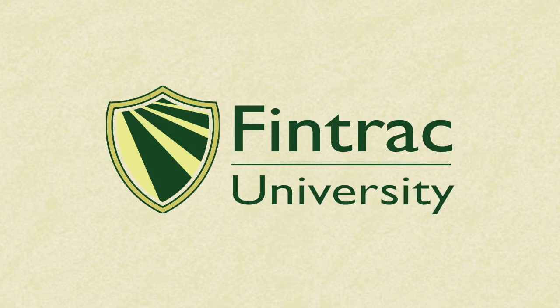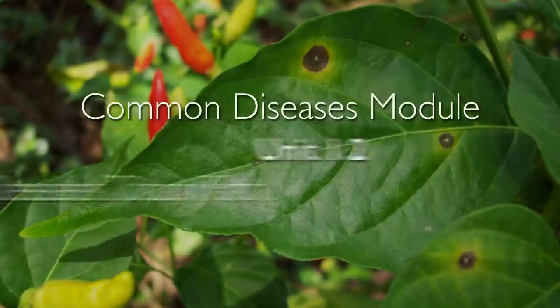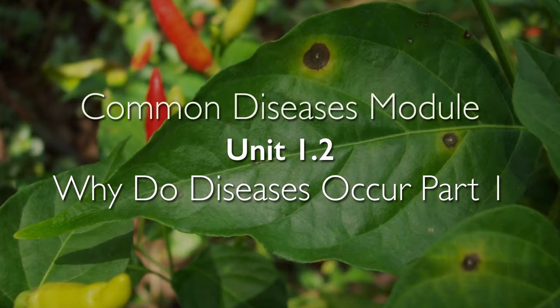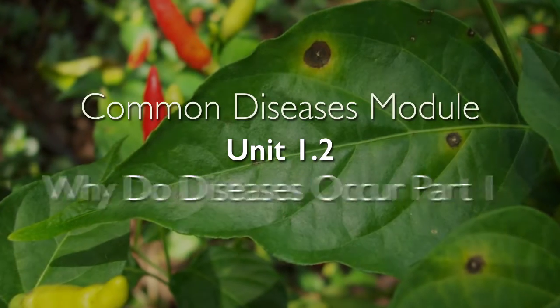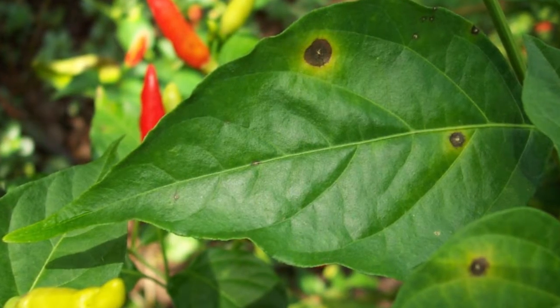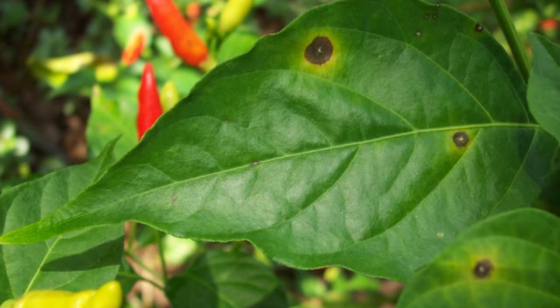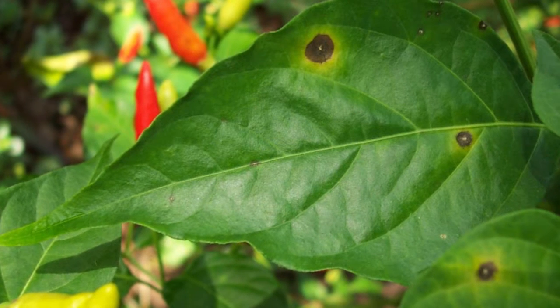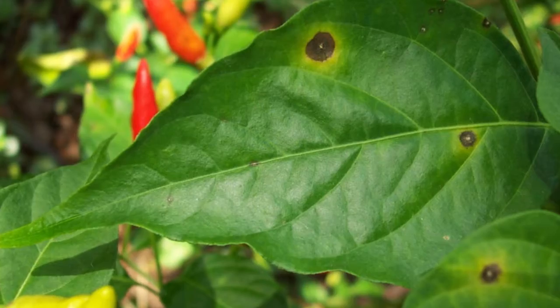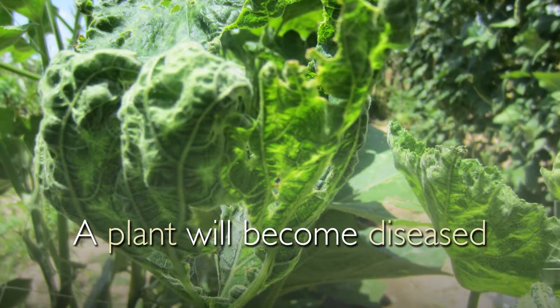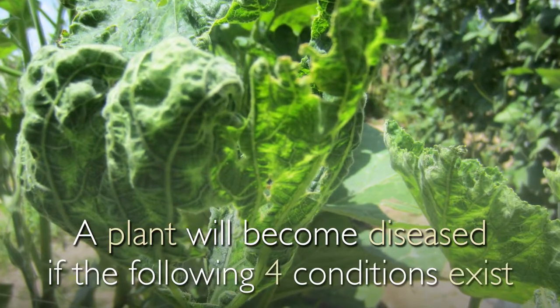This video will explain how crops become diseased and what the contributing factors are. Diseases are caused by pathogens, organisms that infect and then negatively impact the normal development of a crop. A plant will become diseased if the following four conditions exist.